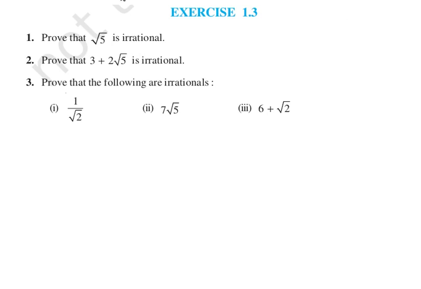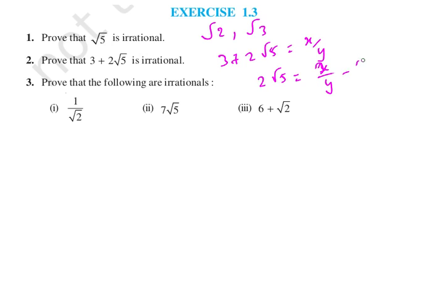Next, exercise 1.3. We have proved already root 2 is irrational, root 3 is irrational. In the same manner we have to prove root 5 is irrational. Try to solve this problem. And 3 plus 2 root 5 is an irrational number. This also we can take as 3 plus 2 root 5 equal to x by y. By contradiction, we can assume that it is a rational number, so it can be written in the form of p by q. So 2 root 5 equal to x by y minus 3, and root 5 equal to 1 by 2 times x by y minus 3.